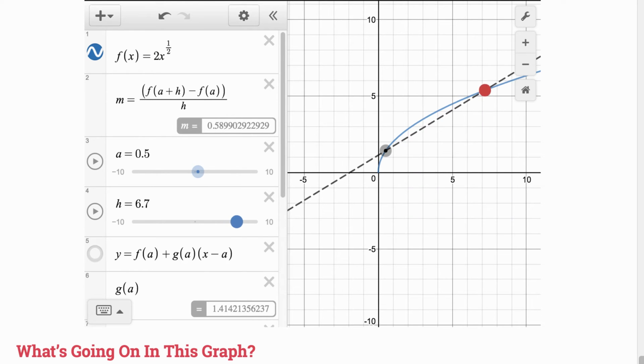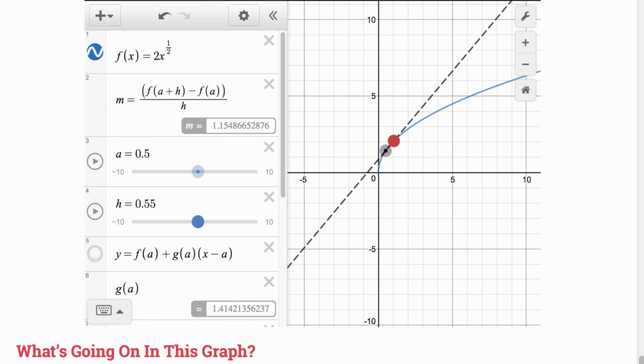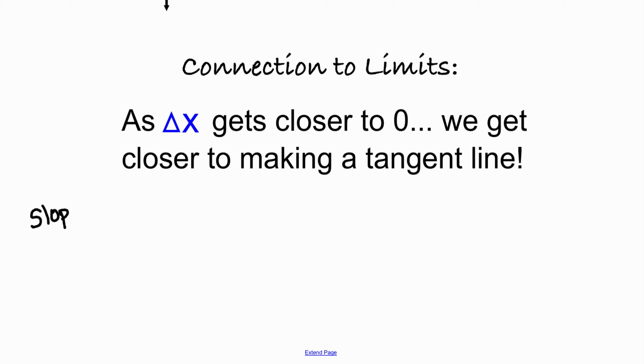Notice here the gray point and the red point on the curve. Connecting them creates a secant line. But if I move the red point closer and closer to the gray point to create a short distance between them, when I get close enough, eventually the red point will be the gray point. And therefore, connecting them, we just have a tangent line to that gray point. Ta-da! Back to our connection of limits.